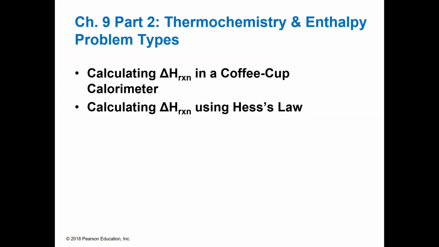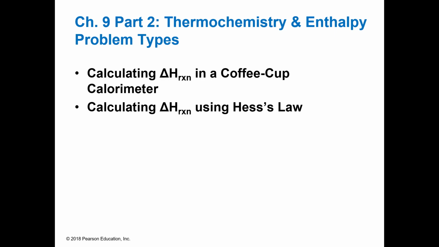And in this section we're going to talk about a coffee cup calorimeter and how to calculate the energy involved in that. And then we're going to look at Hess's Law and see how we can calculate the energy, or the delta H, of the reaction using those. So there's two ways that we're doing this, okay?